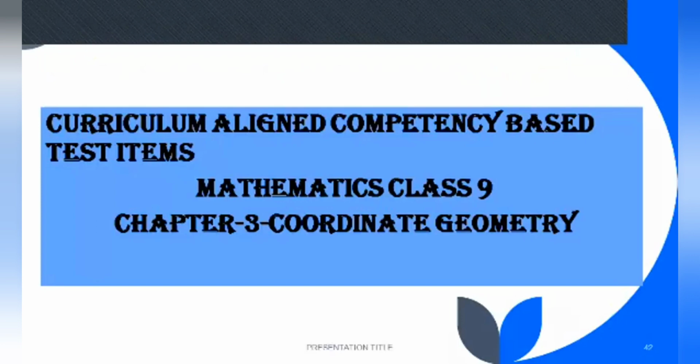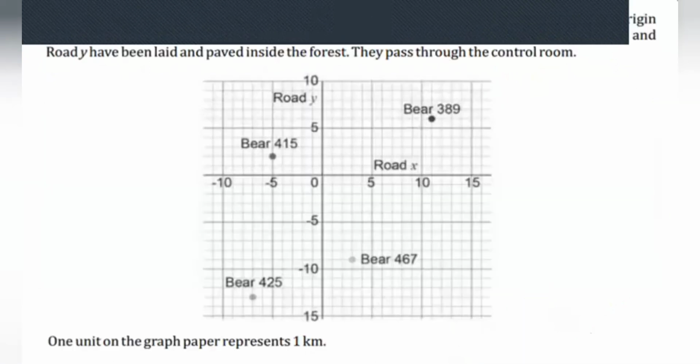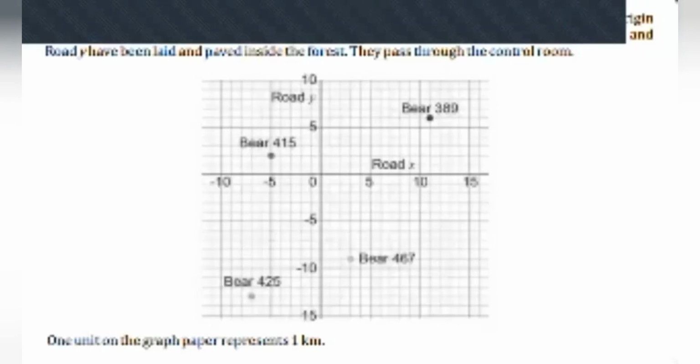Curriculum aligned competency based test, mathematics class 9, coordinate geometry. How could we relate it to real life? How can we make it competency based? Here you can have printouts where 1 unit on the graph paper represents 1 kilometer. How can we develop problem solving skills in children? Decision making skills, social awareness, self awareness, all those 5 core competencies which we have learned, can we bring into our questioning skills and our item writing?